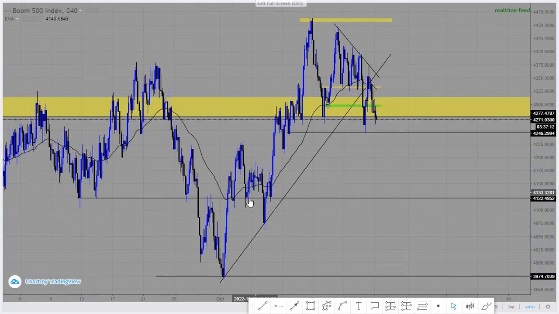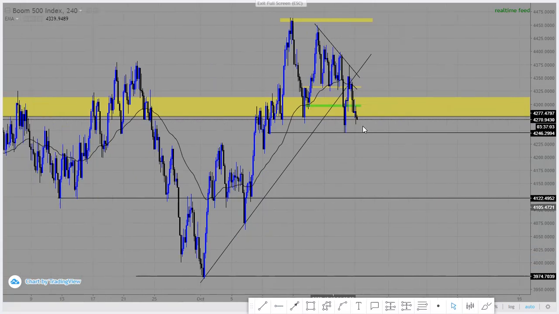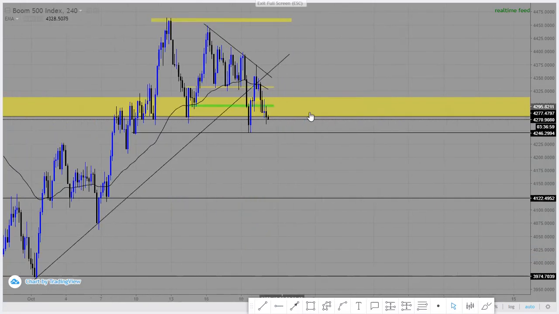Once it breaks this zone, I'll take sales, looking forward to this next level, a major support area, a major key level here. So that is what I'm looking at for the Boom 500. You can also see that my moving average is above. So that is another situation one can look at this from. You can also look at things from this perspective.